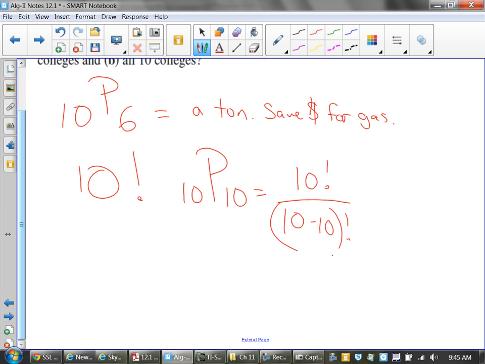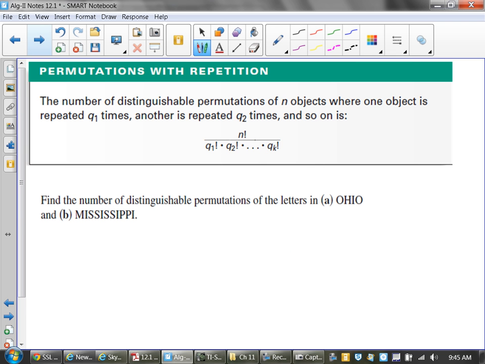Okay. Now, the weirdest thing that we're going to look at here is distinguishing possible permutations if you have repeated values in words. This is kind of like password breaking, password codes, things like that.